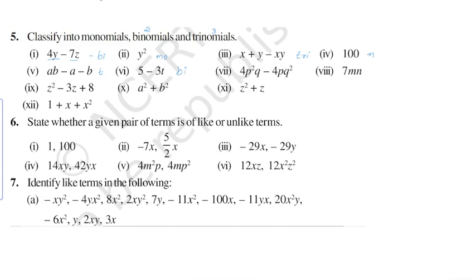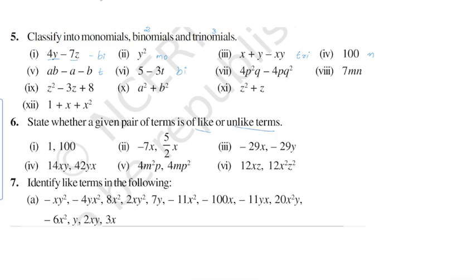So this is a binomial, this is a monomial, this is a trinomial. So you can check that. Okay. Now consider the next question. State whether a given pair of terms is like or unlike terms. So what is a like term and what is an unlike term?